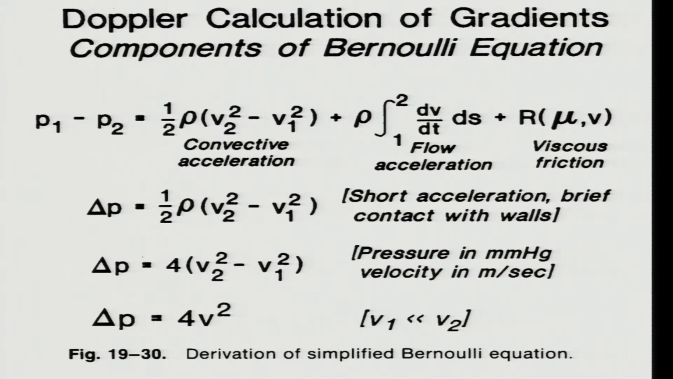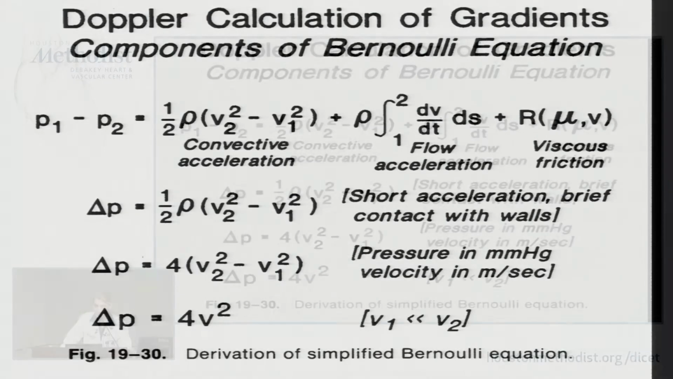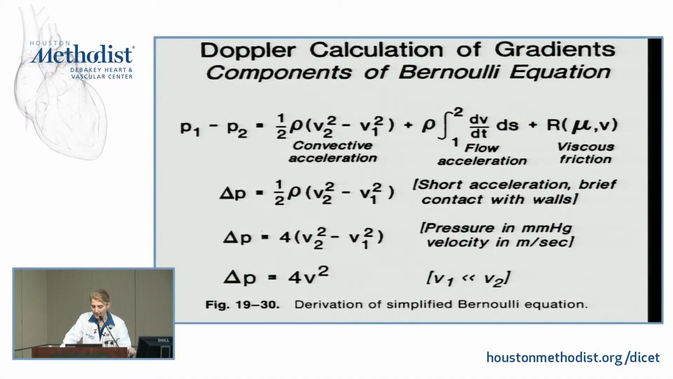So how do we calculate the pressure gradients across stenotic valves? Well, we use the Bernoulli equation, and the whole Bernoulli equation is listed on the top, and it's just showing you how you convert pressures to velocities. The two terms we completely get rid of because they approach 0, because there's very short acceleration and brief contact with the walls of that valve in the left ventricular outflow tract.